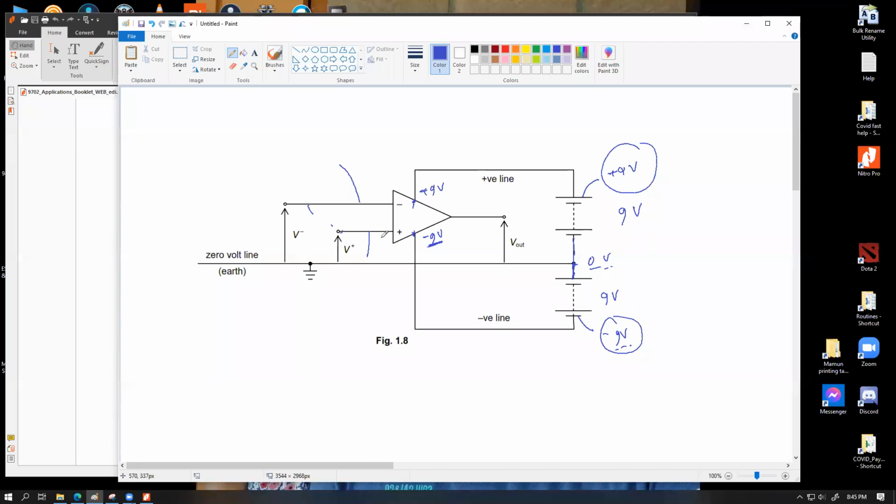Now we're going to see how this circuit works and how the operation of the circuit happens. There are a couple of things that I need you to understand. Attention.